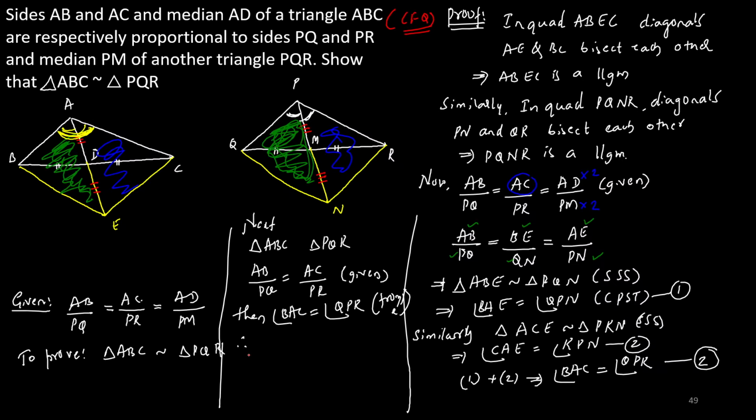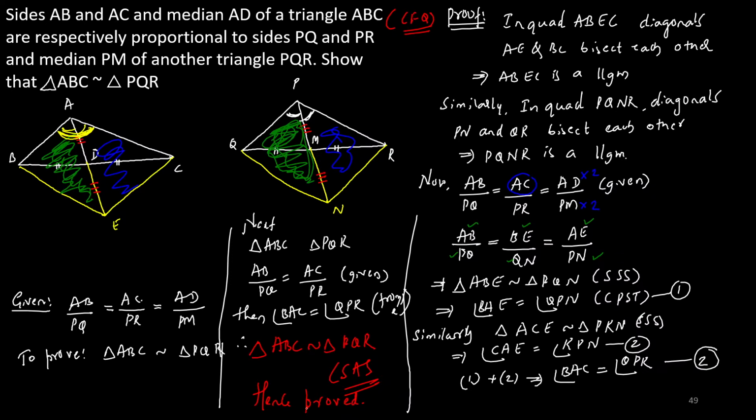So therefore triangle ABC is similar to triangle PQR. Yes, okay, so this is your proof. This is your proof, so I can write hence proved.